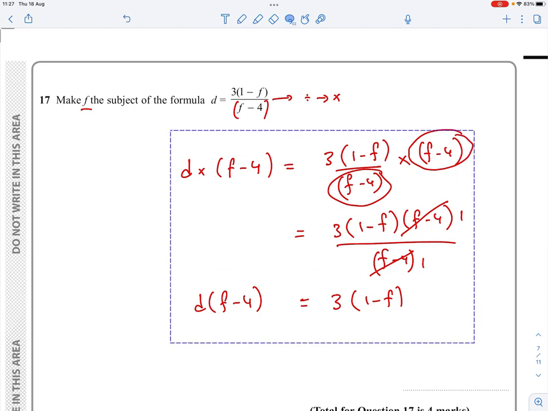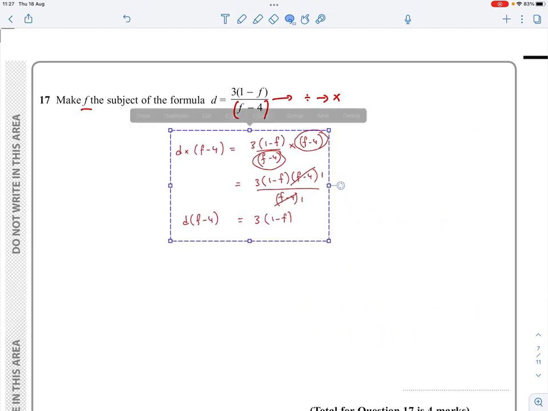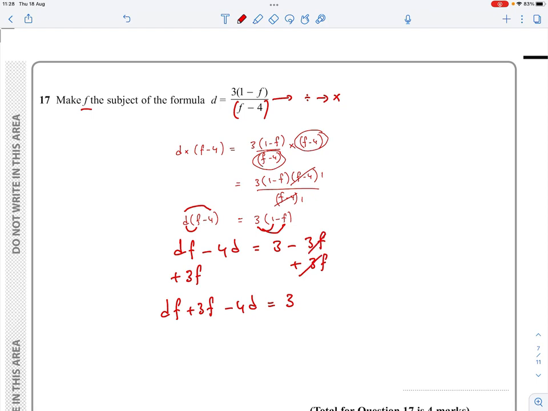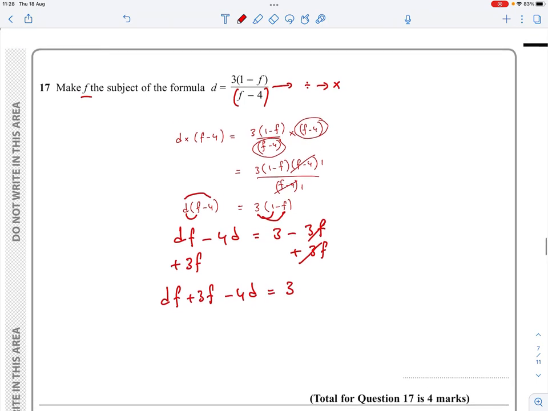But before that, let me make this smaller so I get enough space. So what we need to do now is expand. So d times f is df. D times minus 4 is minus 4d. 3 times 1 is 3. 3 times minus f is minus 3f. I'm going to do plus 3f so that I have everything that has f in it on the left hand side. So that's going to give me df plus 3f minus 4d equals just 3. This one and this one will cancel. One is positive, one is negative.